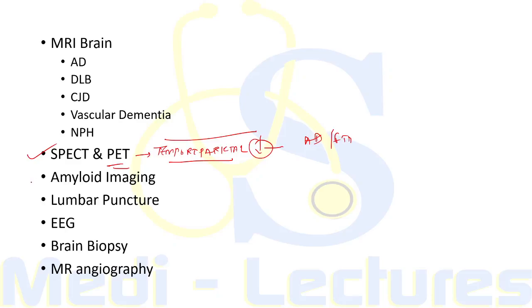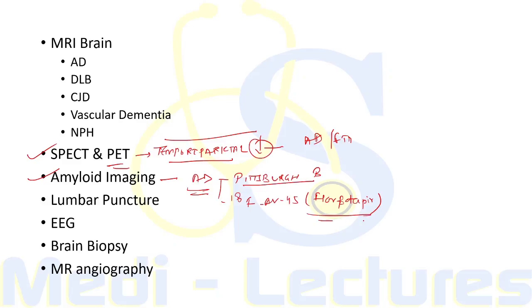Now let's come to amyloid imaging. So in amyloid imaging, we use Pittsburgh compound B or florbetapir, which is F18 AV45. So these are radioligands which are used for detecting brain amyloid deposition associated with amyloid angiopathy or neuritic plaques of Alzheimer's disease. So this testing is very important for Alzheimer's disease.